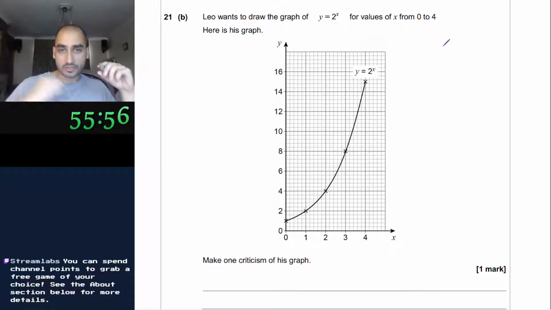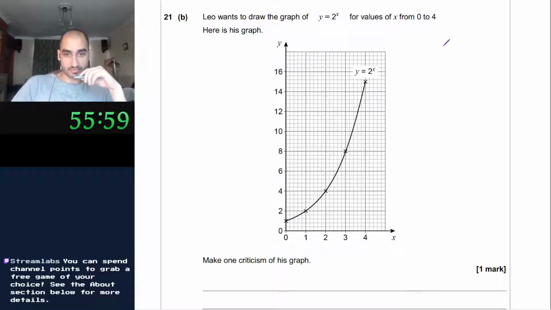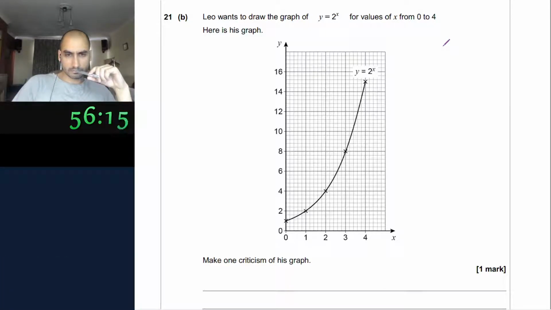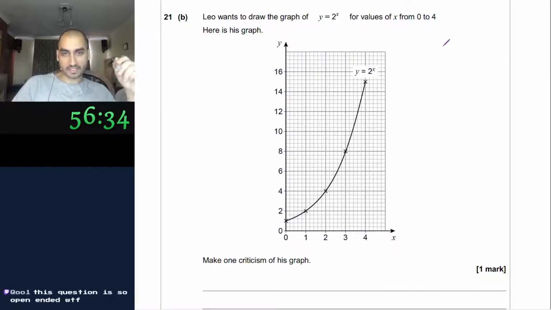Leo wants to draw a graph of y equals 2 to the x. Here's his graph. Make one criticism of his graph. Criticism? Alright, on first glance it looks like a perfectly valid graph, to be honest. Oh, wait. What's going on up there? Okay, so 2 to the 0 is 1, 2 to the 1 is 2, 4, 8. Yeah, that last point is just in the wrong place.